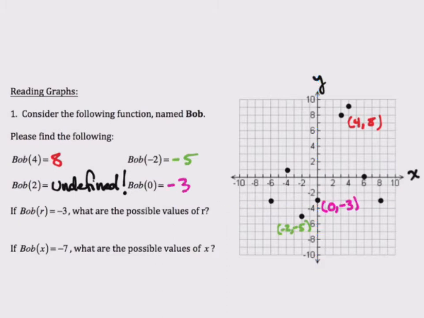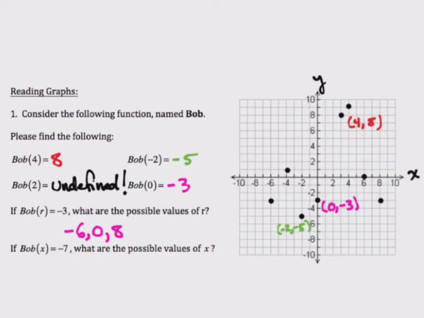Here's a fun one. If Bob of r equals -3, what are the possible values of r? So what we're saying is, if the output is -3, what are the possible inputs? Let's find -3 on our output axis, and it appears that there are 3 different inputs, each of which has an output of -3. An input of -6 has an output of -3, an input of 0 has an output of -3, and an input of 8 has an output of -3. So I'd say r could be -6, 0, or 8.